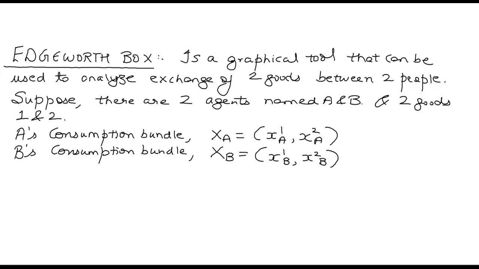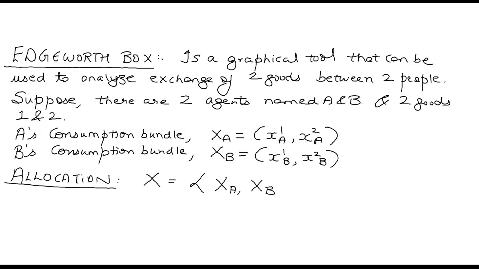Now, what is meant by an allocation? An allocation is nothing but a set of all consumption bundles. So an allocation X is nothing but the set of the consumption bundle of agent A and the consumption bundle of agent B. And when is an allocation said to be feasible? Our next heading is feasible allocation.